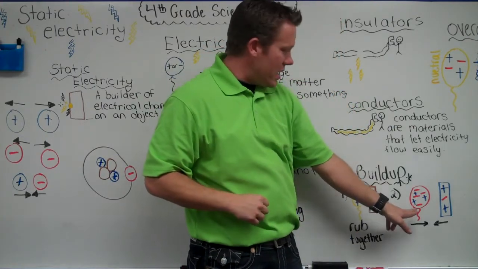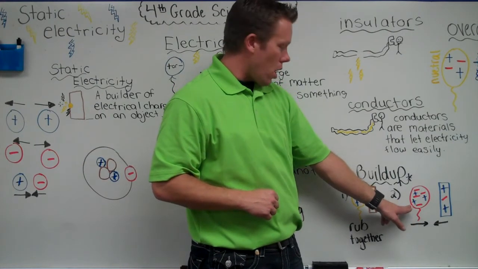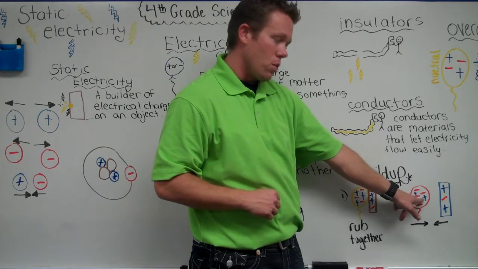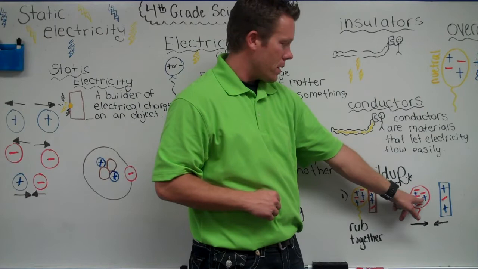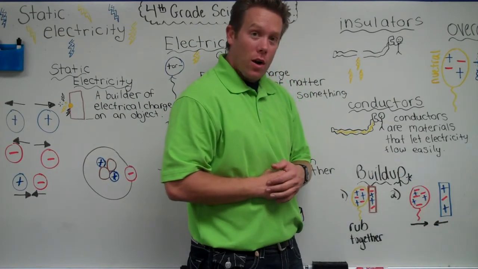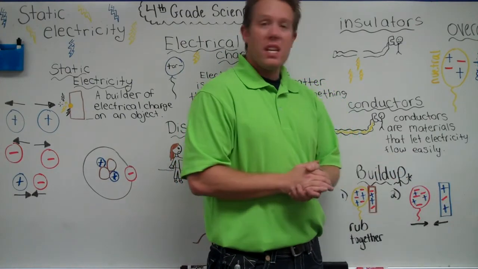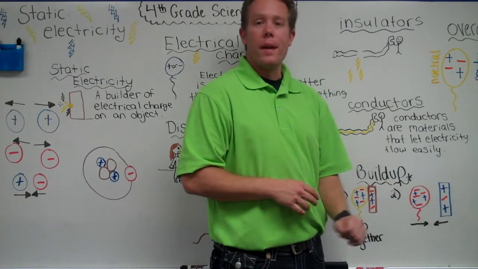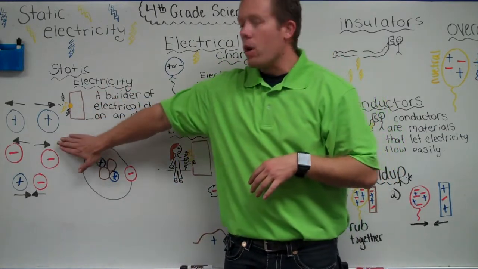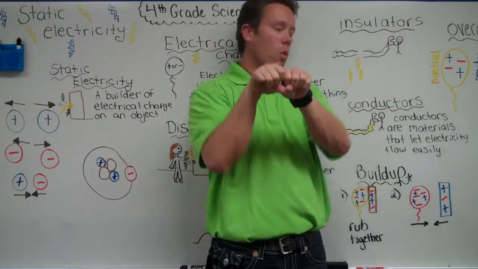Now the balloon is negatively charged because it has an overall charge of negative, one more negative charge than positive. The piece of wool cloth now is positively charged because it has one more positive charge in it. It's two to one, so it's going to be positively charged. Like we talked about over here, positive and negative things are going to be attracted to one another.